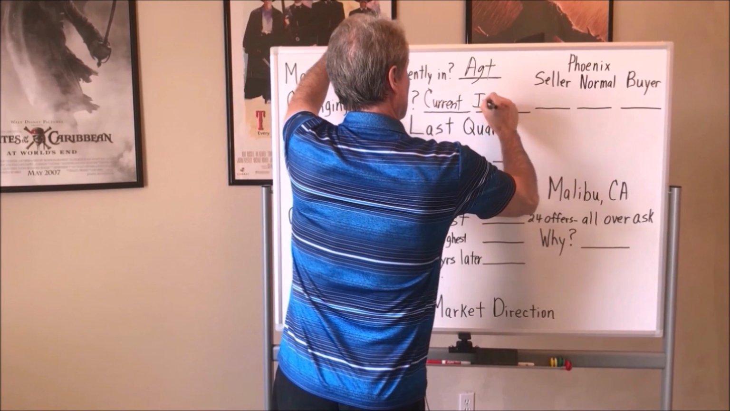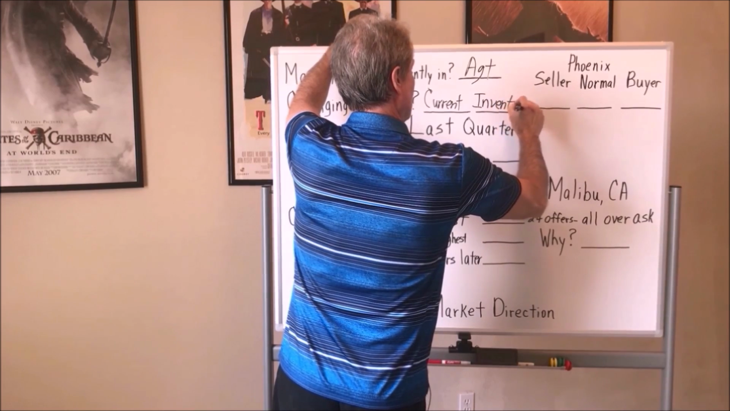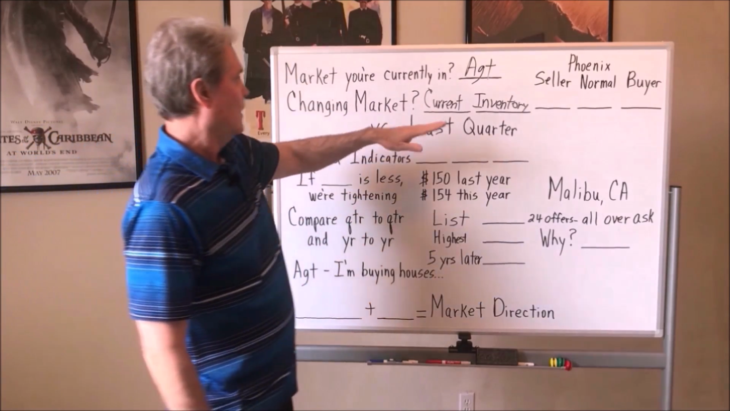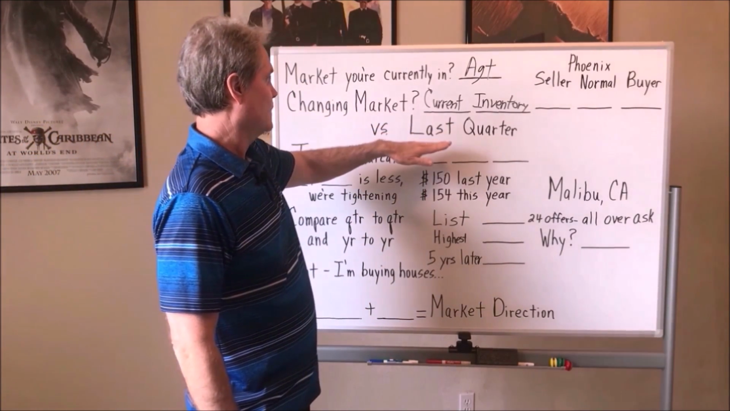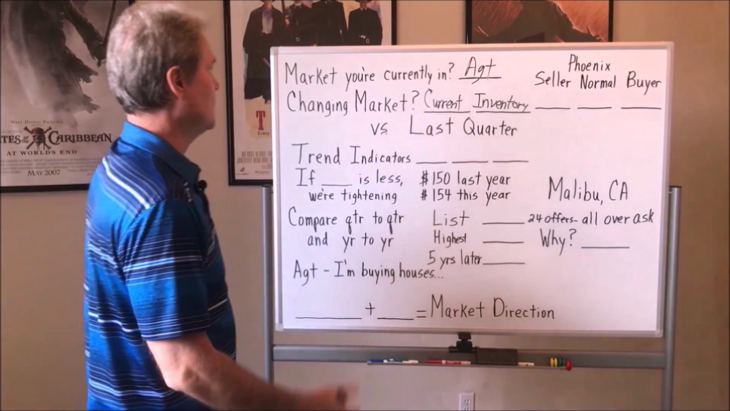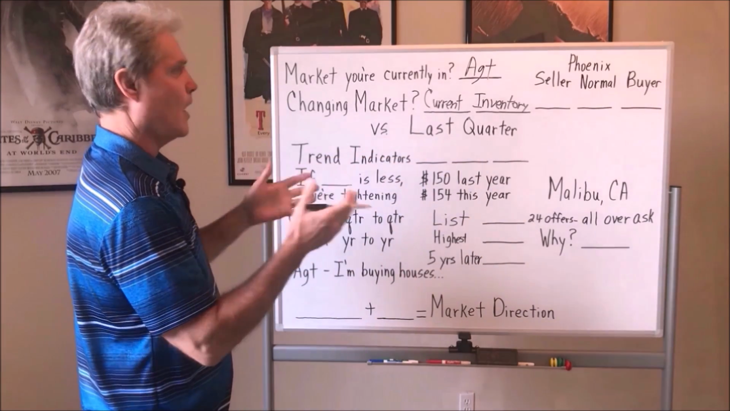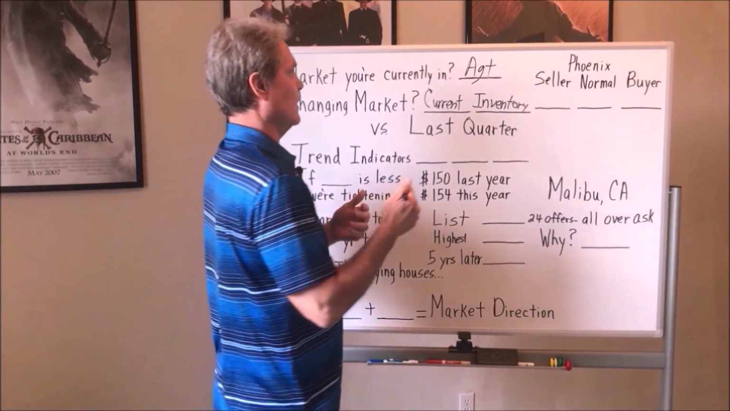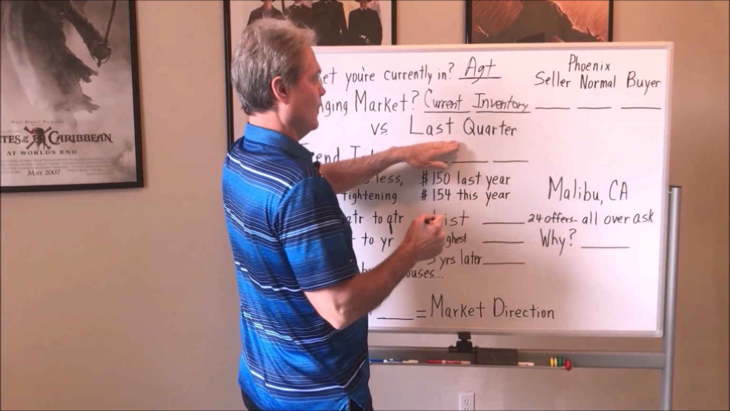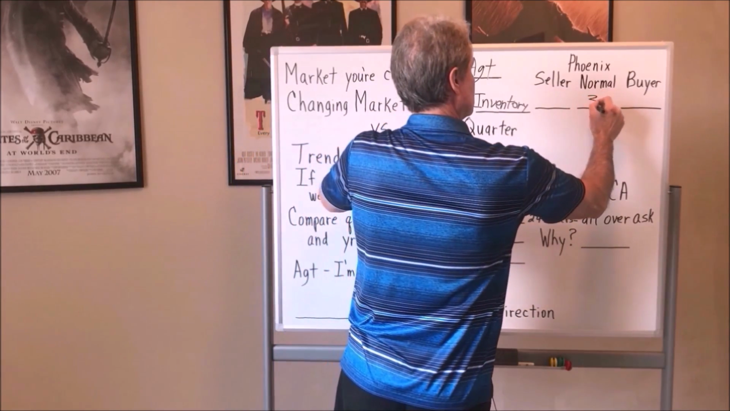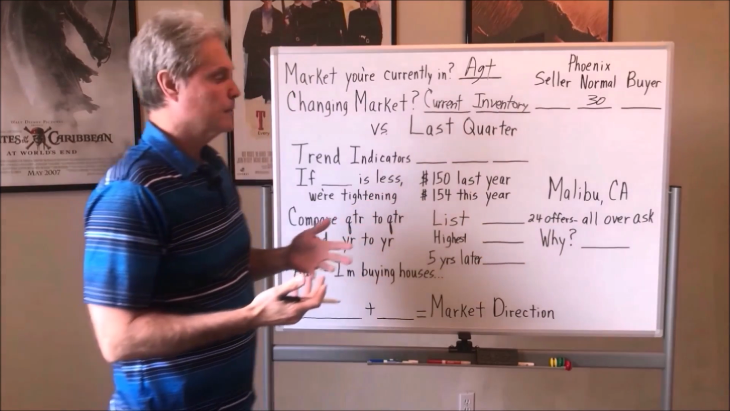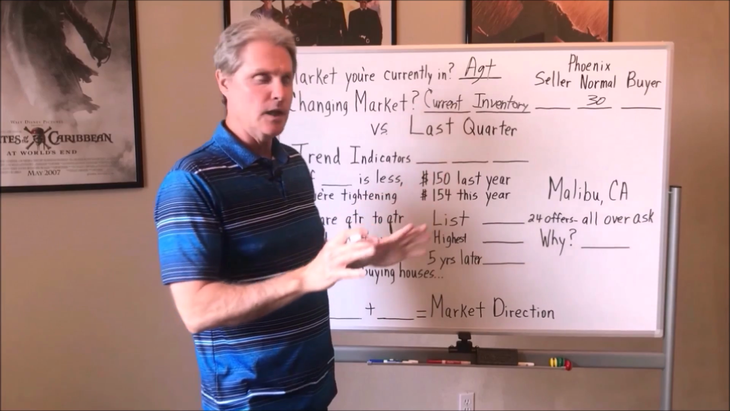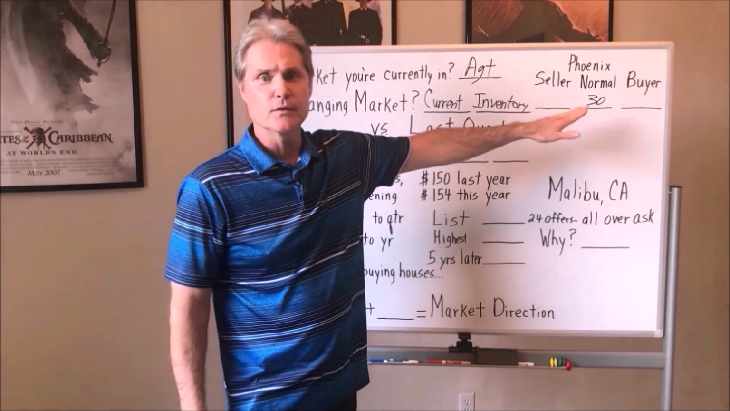Current inventory, and you want to compare it to last quarter. You also want to compare it to last year. So current inventory compared to last quarter and last year. It gives you a pretty good idea as to where you are in the market. For example, let's take a look at Phoenix, Arizona. Let's say that last quarter we had 30 houses for sale. The inventory, right? And you can make that 230 or 330. It doesn't really matter. It's just an example. So last quarter we had 30 houses for sale.